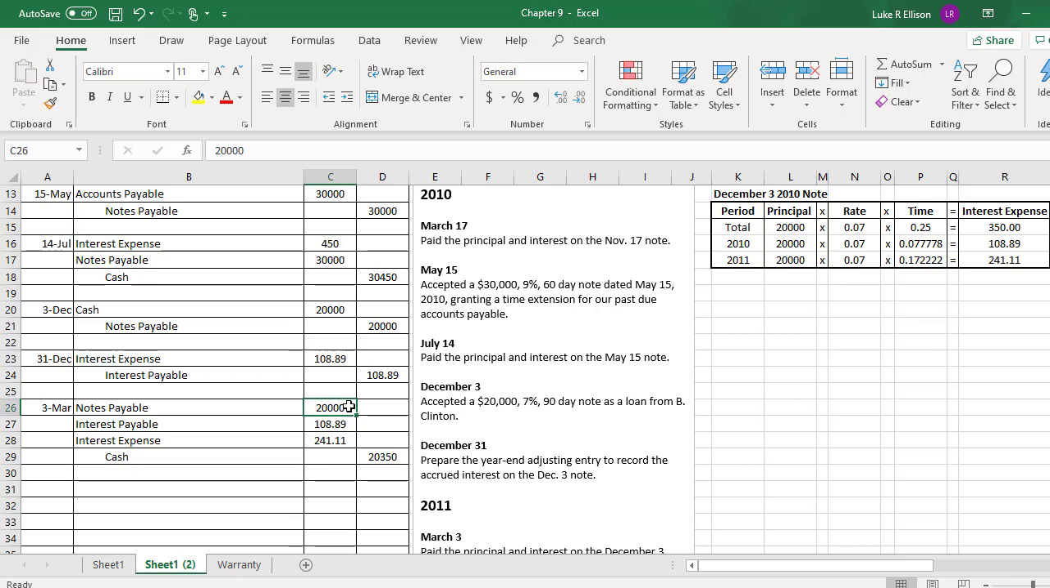The notes payable is just going to be for $20,000, and that's going to be a debit to close out the balance that we had from earlier, since it's being paid off now. The interest payable is to recognize that some of the interest expense from the previous period is now being paid, so that's closing out this interest payable from before. We also have some additional interest expense that we're recording in this period, which is the 2011 amount of $241.11. And of course, the cash is equal to the principal plus the interest, which is $20,000 plus $350, which is $20,350. Alright, we are done with the final journal entry.